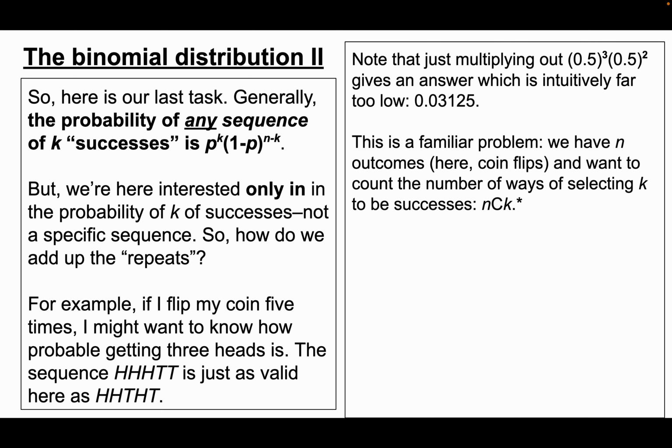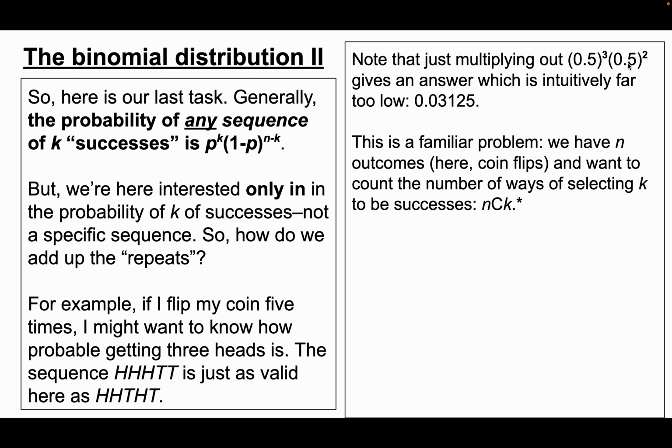Well, here's the problem. We're undercounting, right? We're only counting in this case implicitly when we do p to the k times 1 minus p to the n minus k, we're implicitly multiplying out the probability of a heads, 0.5 times itself 3 times, multiplied by the probability of a tails to the n minus k, which is 0.5 times itself 2 times in this case.